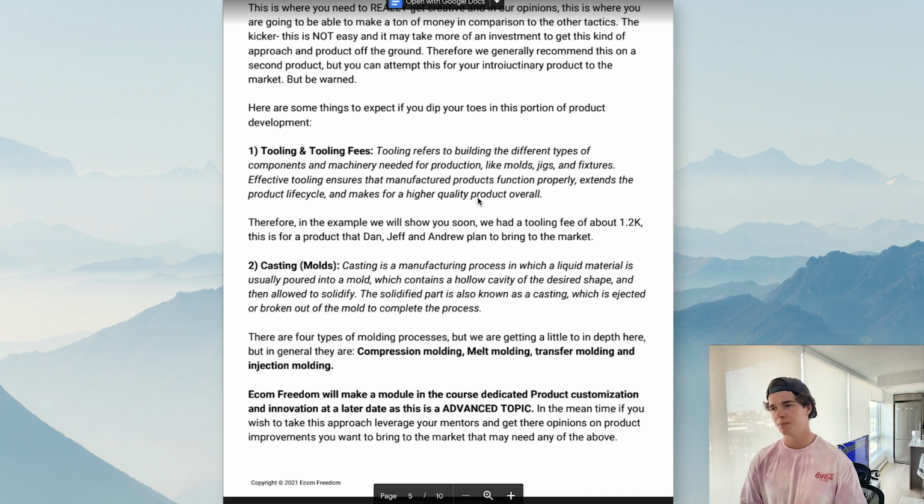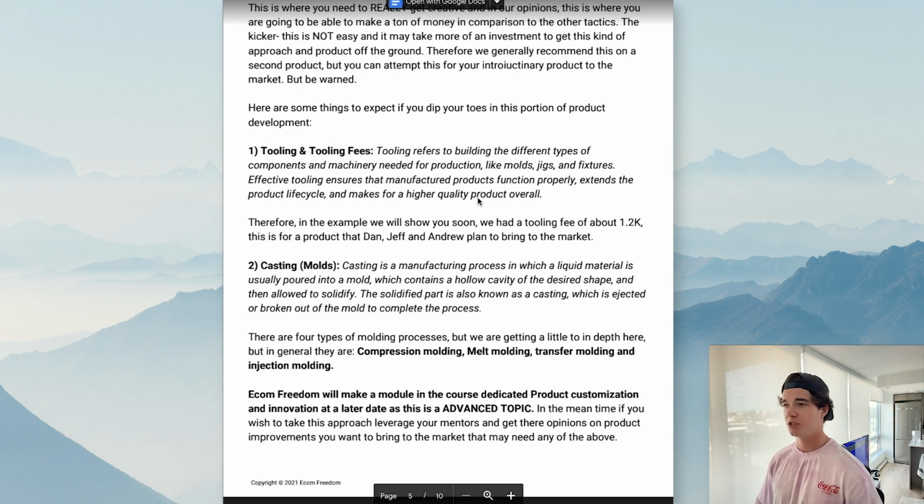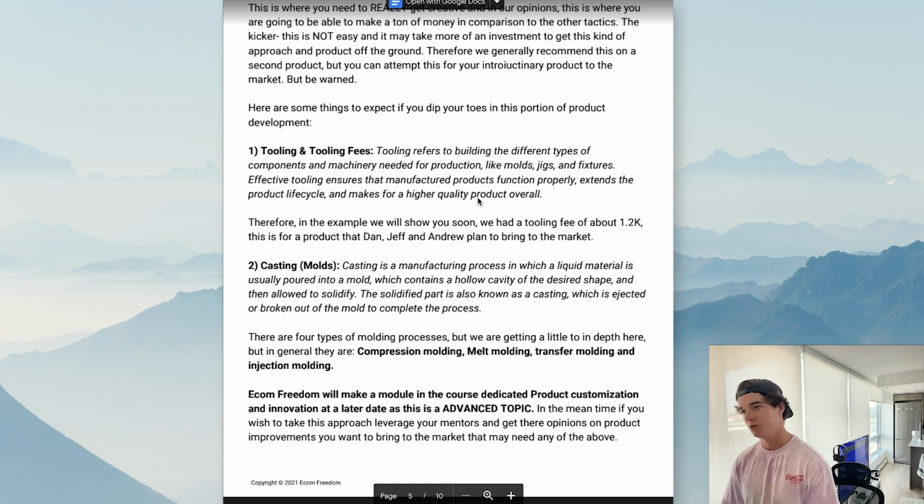I wasn't really going to cover this, but hey, we're here. So tooling refers to building the different types of components and machinery needed for production, like molds, jigs, and fixtures. Effective tooling ensures that manufactured products function properly, extends the product lifecycle, and makes the higher quality product overall. Therefore, in the example we will show you soon, we had a tooling fee of around $1,200.